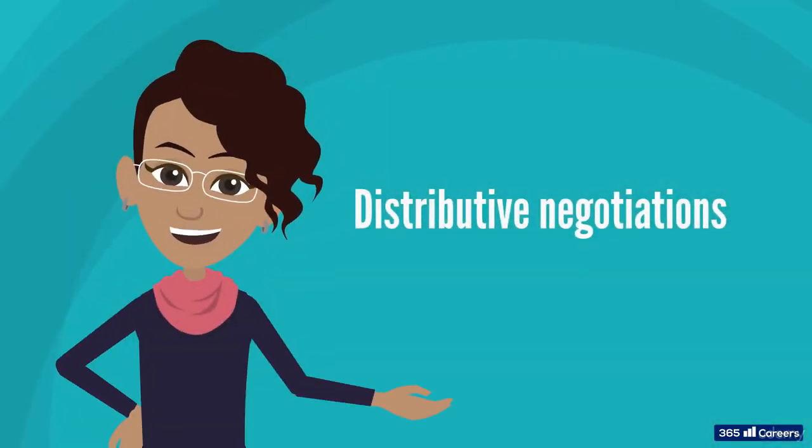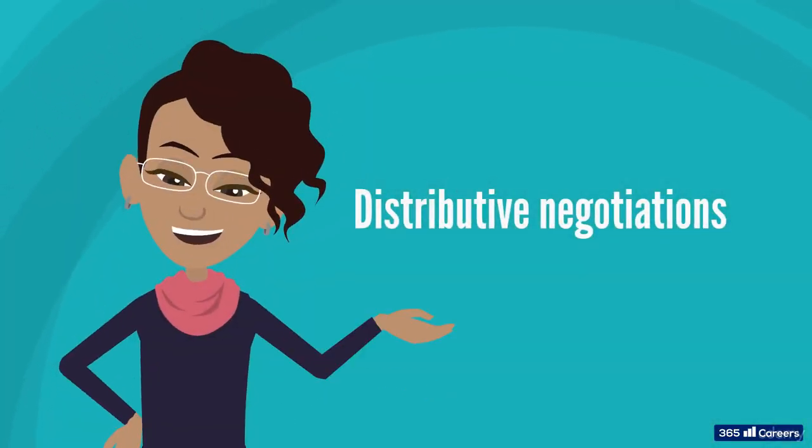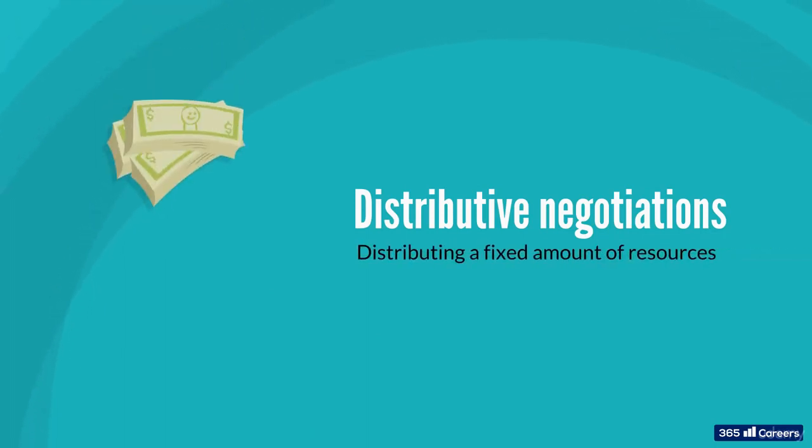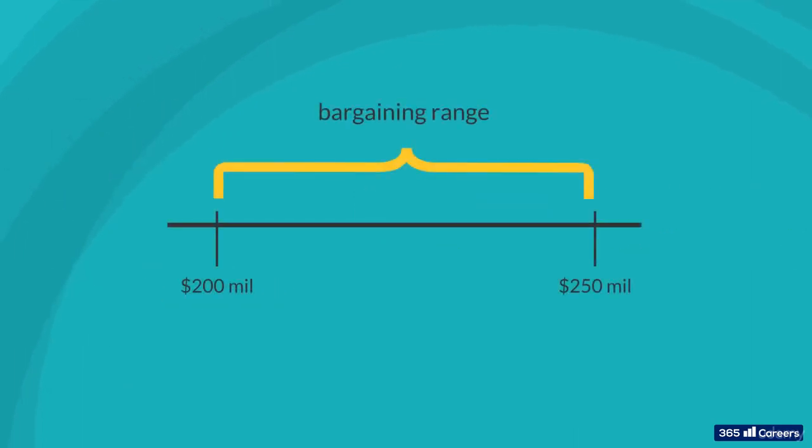Welcome back. In this lesson, we're going to talk about the first major approach to negotiating, distributive negotiations. The core idea of distributive negotiations is to distribute a fixed amount of resources, like money or the slices of a pie. Do you remember the bargaining range we discussed in Lesson 5? It is important here. If there is an overlap between your reservation point and your opponent's, the bargaining zone is positive and there's room for negotiations, remember?